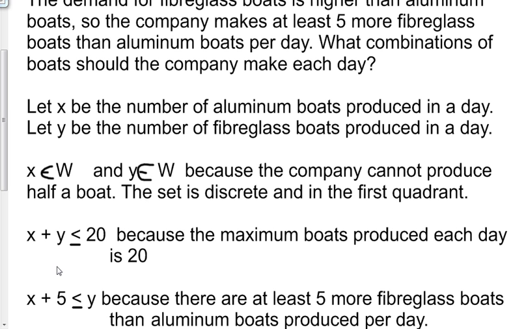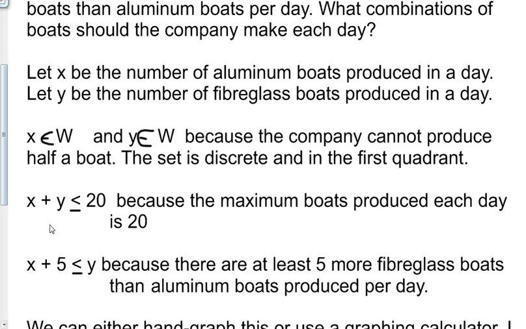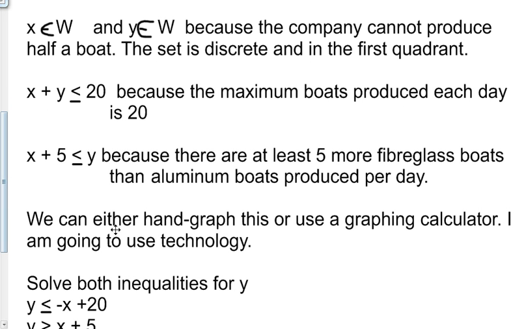So X plus Y is less than or equal to 20 because the maximum boats produced each day is 20. X plus 5 is less than or equal to Y because there are at least 5 more fiberglass boats than aluminum boats produced per day. We can either hand graph this or use a graphing calculator. I'm going to use a graphing calculator.